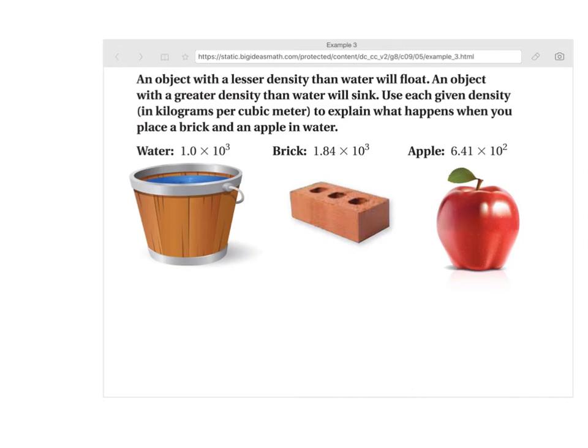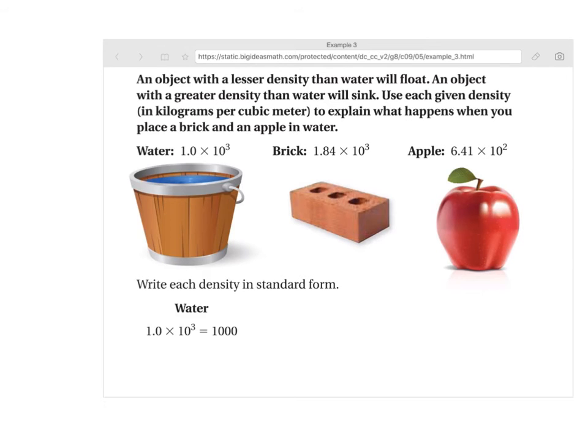An object with lesser density than water will float. An object with greater density than water will sink. Use each given density in kilograms per cubic meter to explain what happens when you place a brick and an apple in water. Well, you guys know well enough which one's going to float and which one's going to sink, but this is the scientific or mathematical way to know before you even put it in the water. So we're going to change each of these scientific notations into standard form because we have to find out whether the brick and the apple are greater than or less than the density of the water.